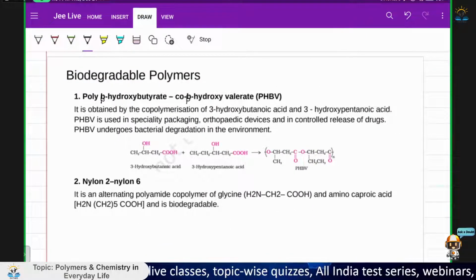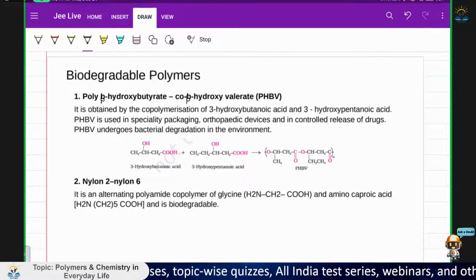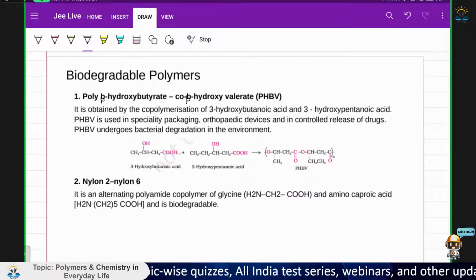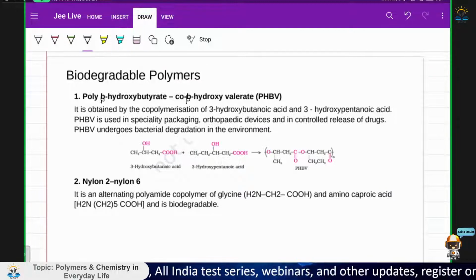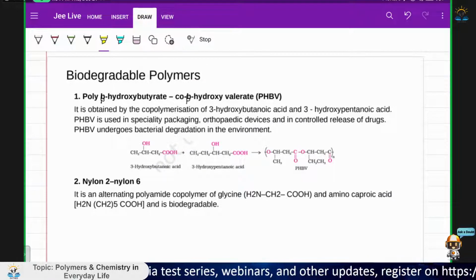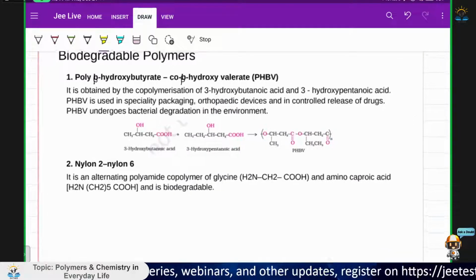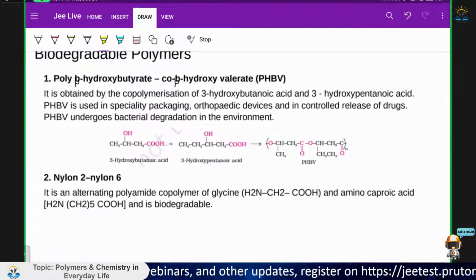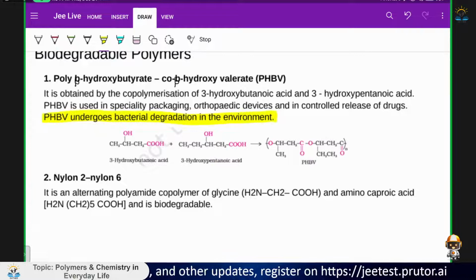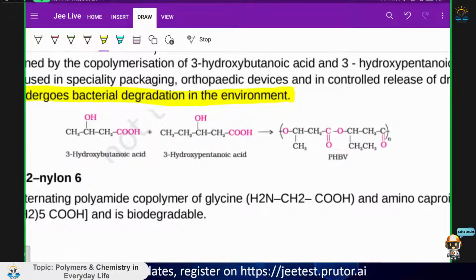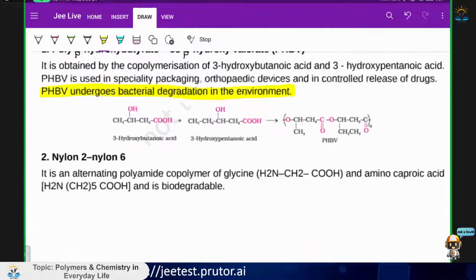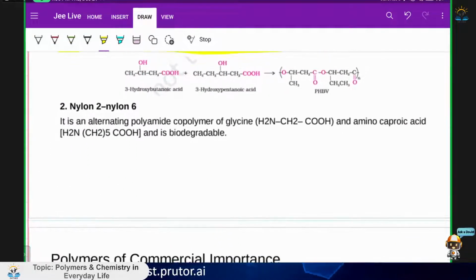It is obtained by the copolymerization of 3-hydroxybutanoic acid and 3-hydroxypentanoic acid. Where is it used? It is used in specialty packaging, orthopedic devices, and controlled release of drugs. PHBV undergoes bacterial degradation in the environment, so it's called a biodegradable polymer. So we see the polymerization here: 3-hydroxybutanoic acid and 3-hydroxypentanoic acid polymerize to form PHBV.